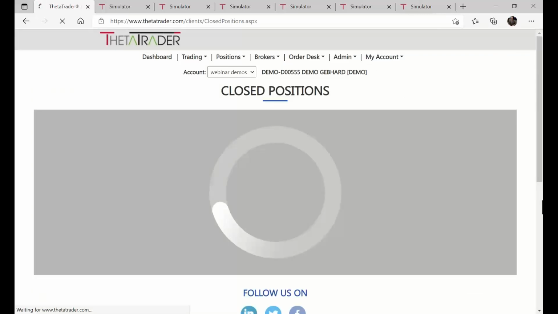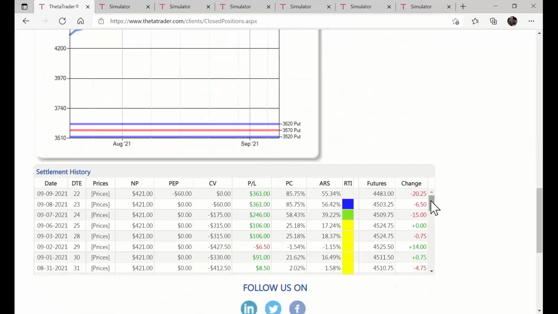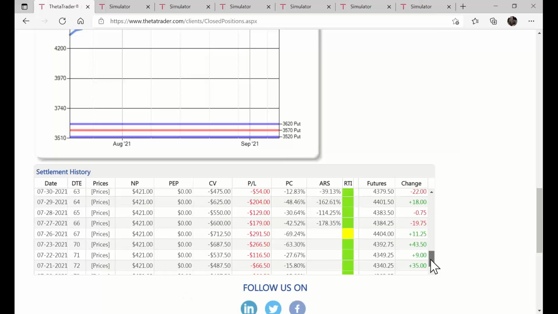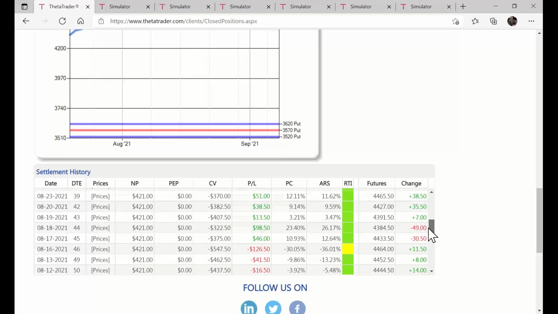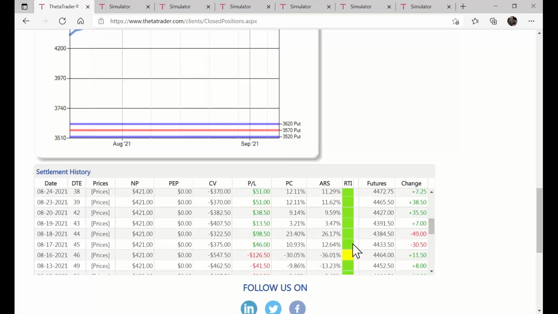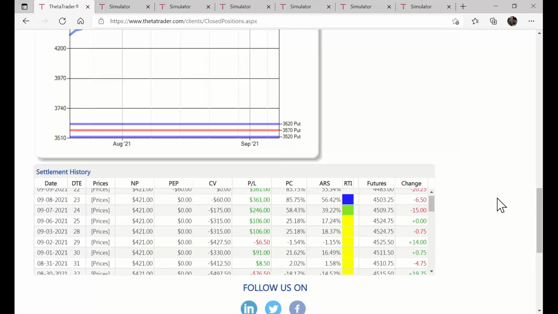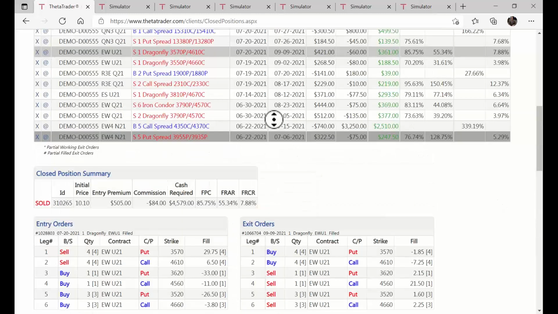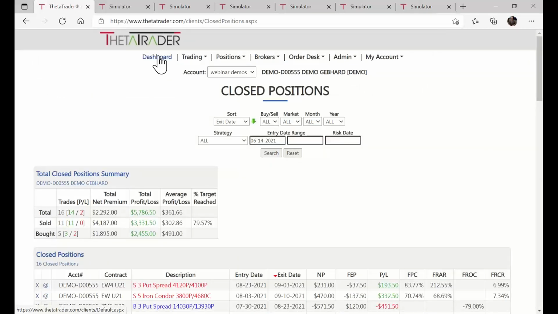Here's a Dragonfly, and that's the history of that Dragonfly. You can see it there. Placed on July 20. And you can see how day by day it was just kind of all green, a little bit yellow, and then it went blue, and the RTI said get out, and it automatically triggered that order and took profit. So you can see it's a user-friendly platform, very simple yet effective, and that's why we built it this way.